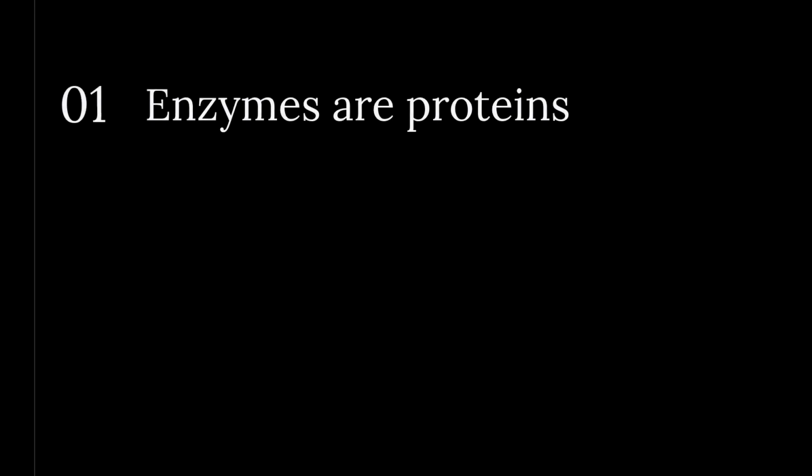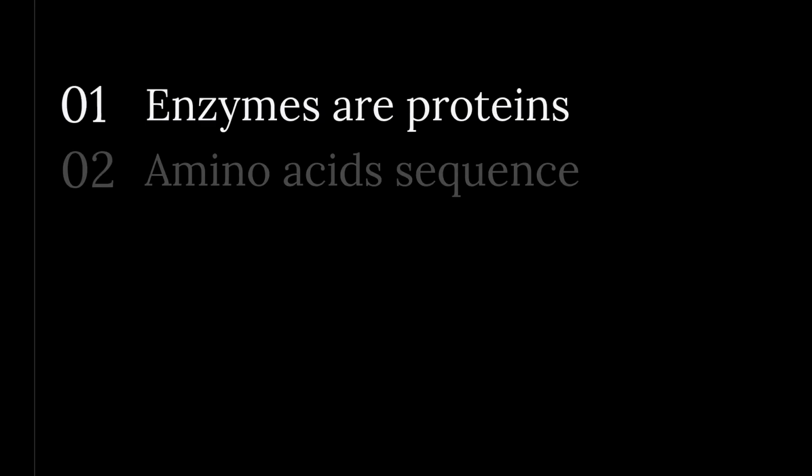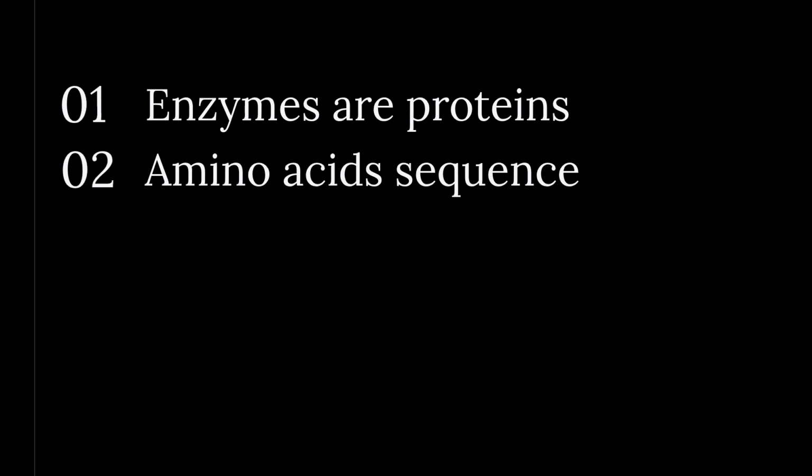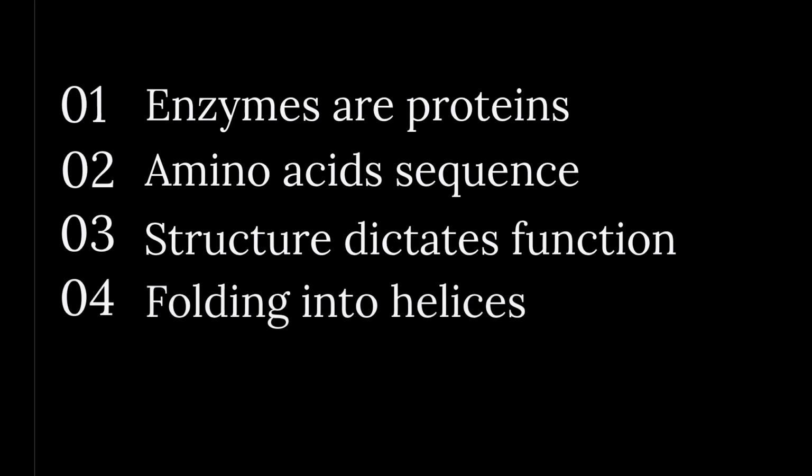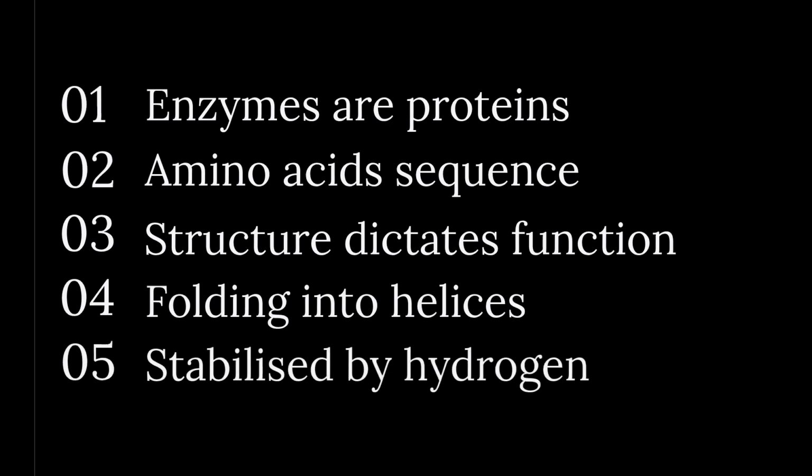Enzymes are primarily globular proteins composed of long chains of amino acids. Their function is intrinsically linked to their structure. The primary structure is a specific sequence of amino acids linked by peptide bonds. This sequence dictates the folding into secondary structures like alpha helices and beta sheets. These folds are stabilized by hydrogen bonds.